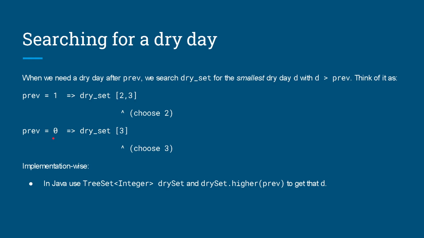When the previous is 0 and the dry set is 3, we have chosen 3 because there is only one dry day, so we'll use greater than this. Implementation wise, what should we use? We know that we will use the tree set. So we can use the dry set, and when we use higher than previous, you will get that day. So we'll use the tree set.